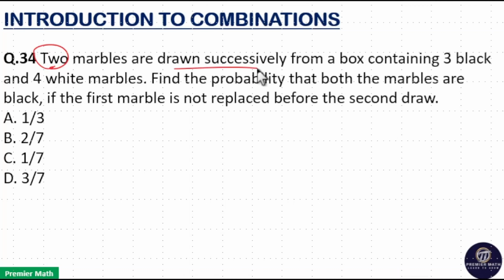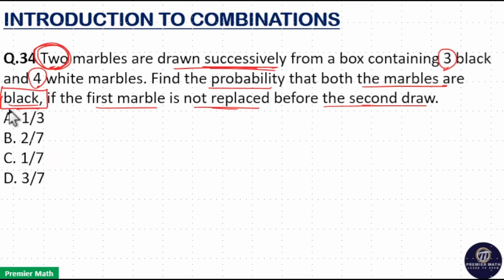2 marbles are drawn successively from a box containing 3 black and 4 white marbles. Find the probability that both the marbles are black if the first marble is not replaced before the second draw. Here there are only 2 selections happening. So first marble not replaced before the second draw means there is no replacement happening during these 2 selections. So here our outcome is 2 black marbles. And here this event is happening successively.